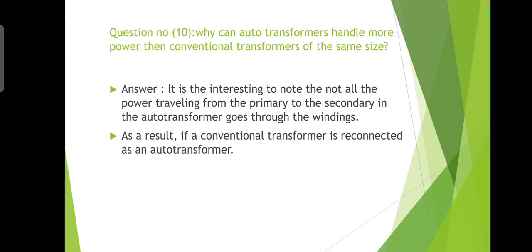Question number 10. Why can an autotransformer handle more power than a conventional transformer of the same size? It is interesting to note that not all the power traveling from the primary to the secondary in the autotransformer goes through the windings. As a result, if a conventional transformer is reconnected as an autotransformer, it can handle more power.